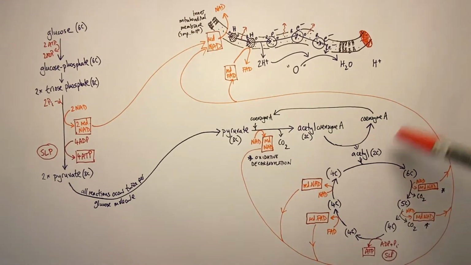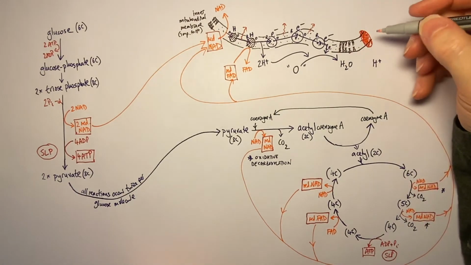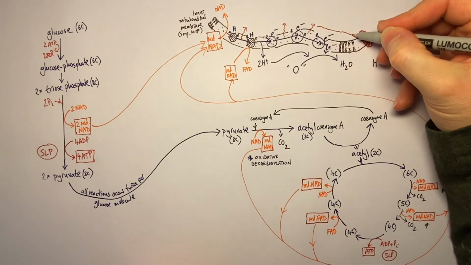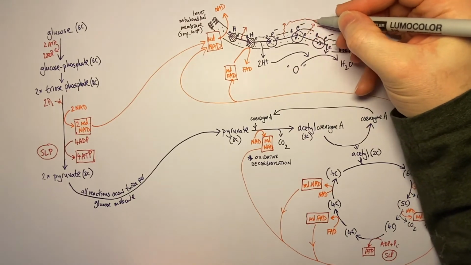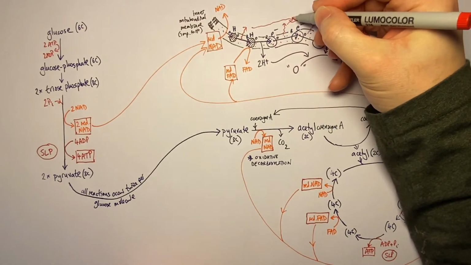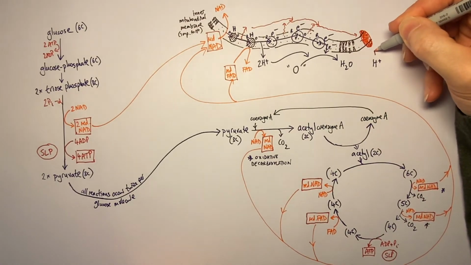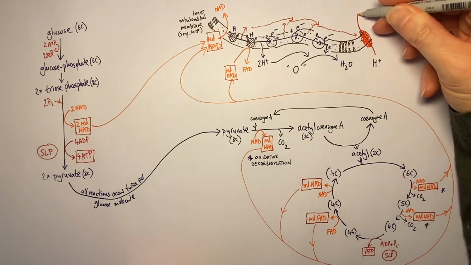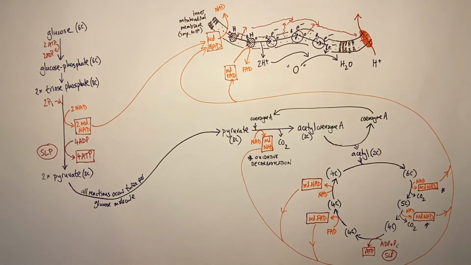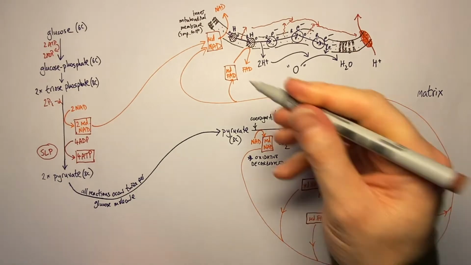So in the matrix are lots of hydrogen ions, and this energy here is transferred to this hydrogen ion pump, and it uses that energy to pump hydrogen ions from the matrix. So this is the matrix, into the space between the two membranes of the mitochondria.